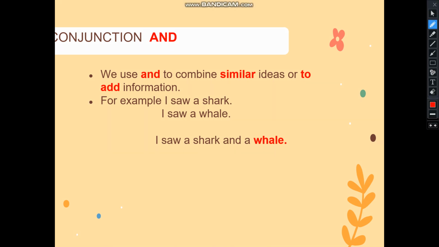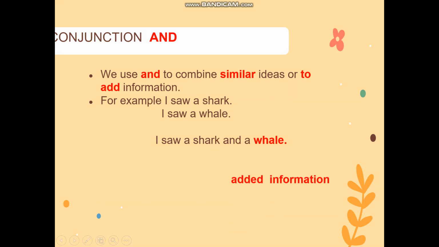I saw a shark and a whale. So we have used two informations are shown and we have used the conjunction and. So this is like we are giving added information. मैंने shark भी देखी और whale भी देखी. So this is where we are using the conjunction and.